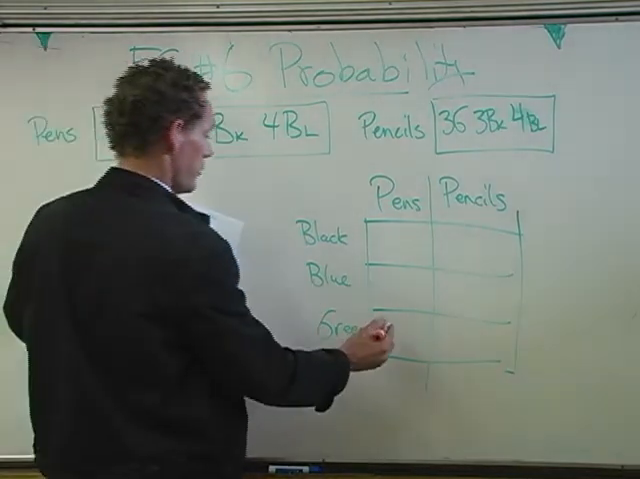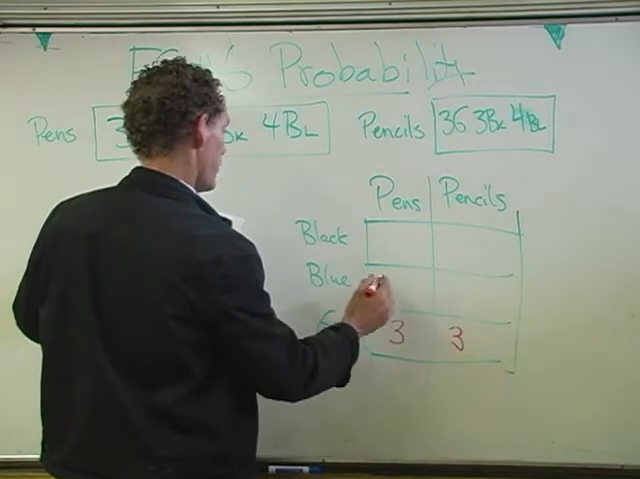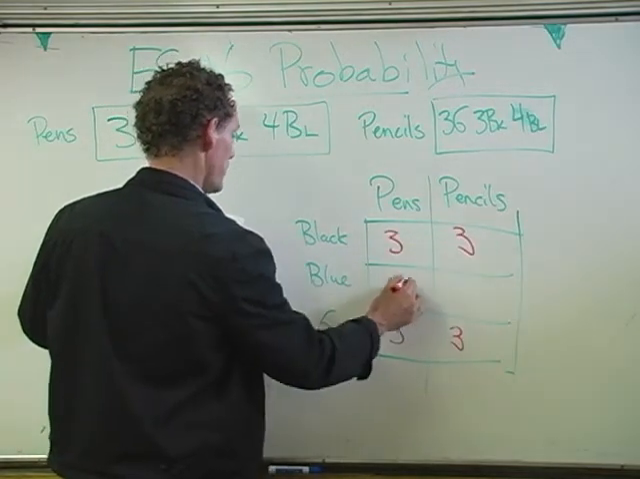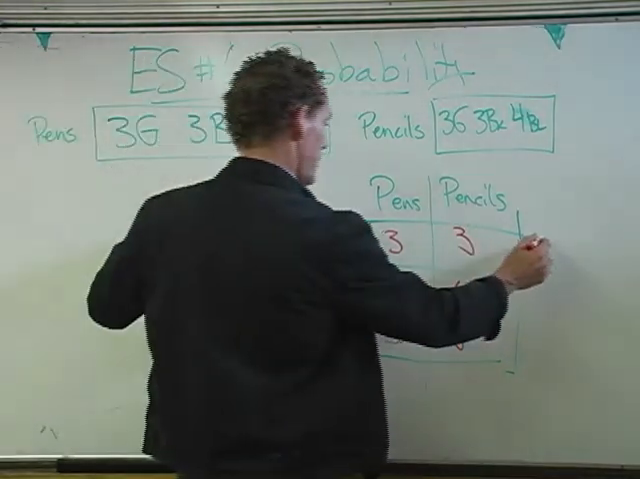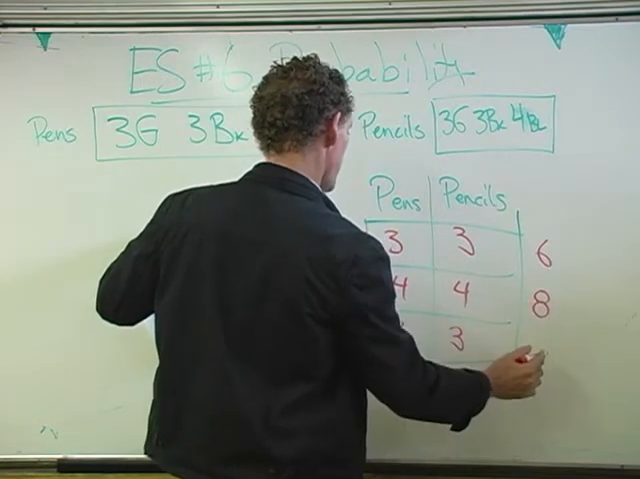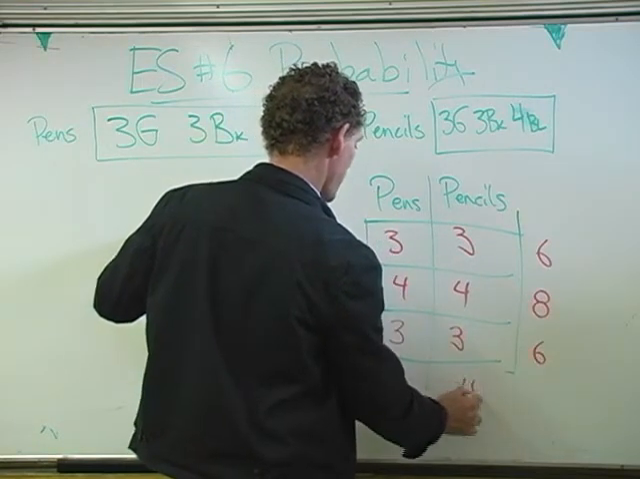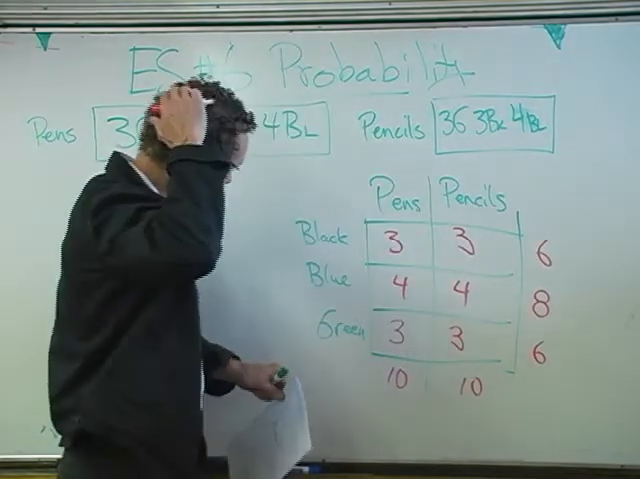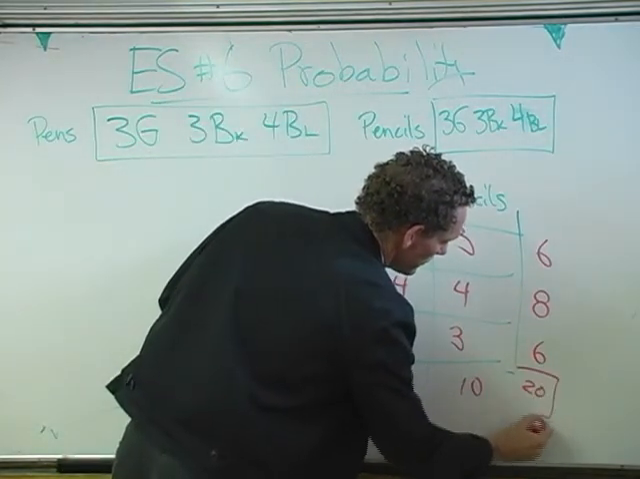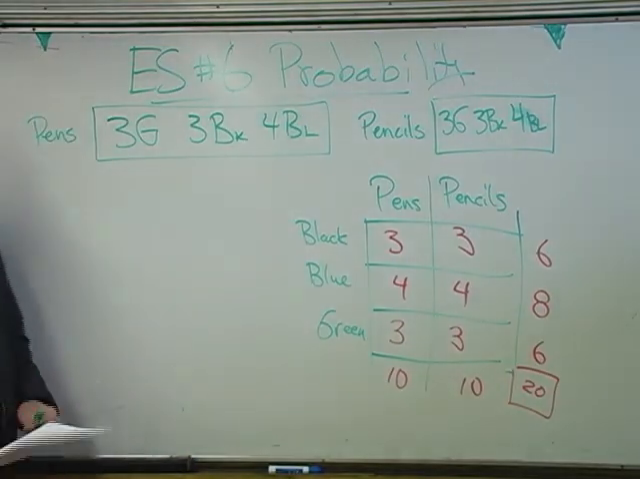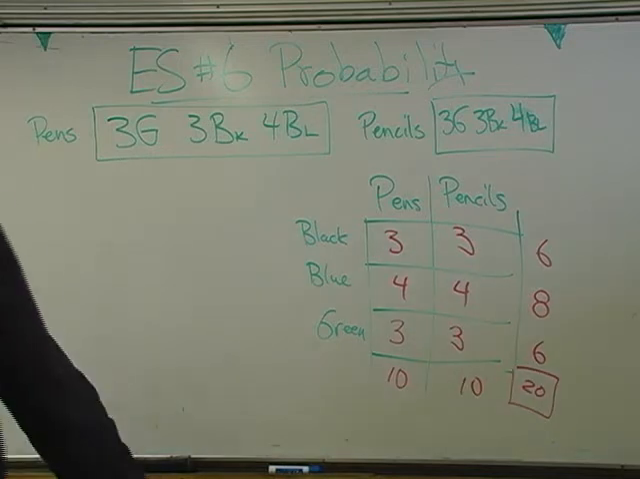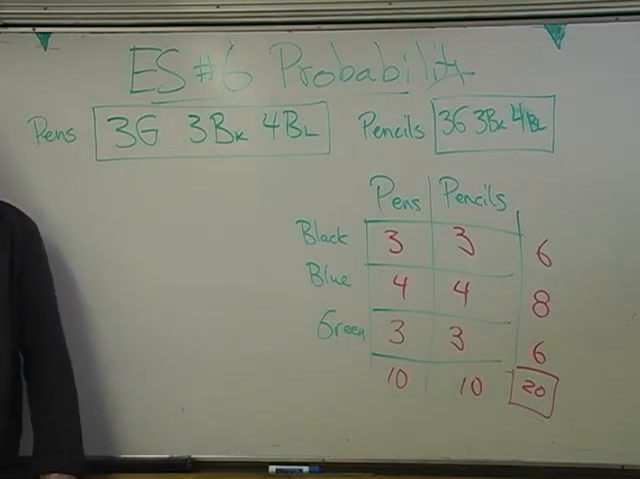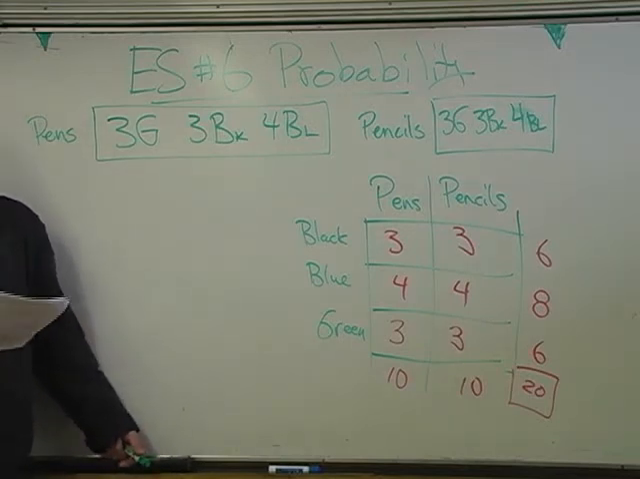So we have 3 green, 3 black, 4 blue. And our totals off to the side, 6, 8, 6, 10, 10, 20. Total objects in the drawer. Okay. So let's see if we can answer these questions. And we are going to pay attention to overlap if it's there and remember to subtract it.